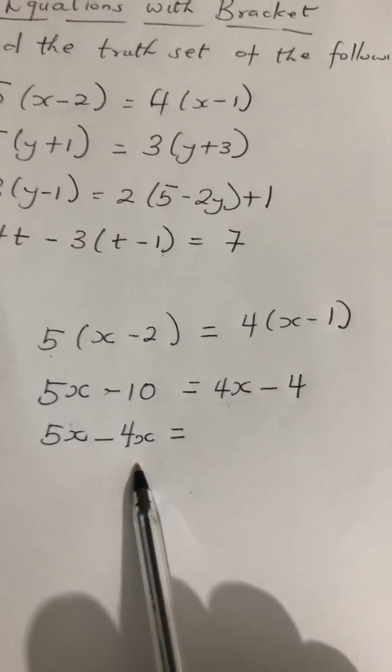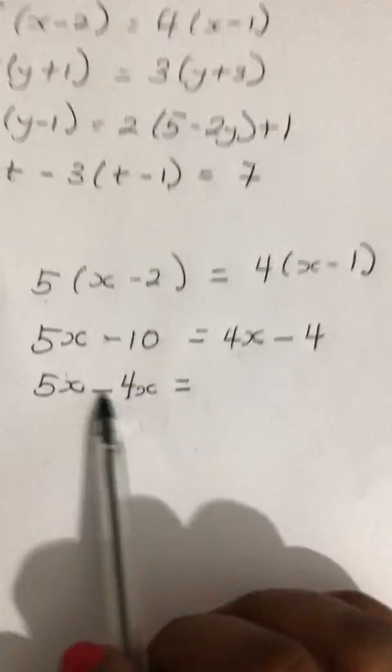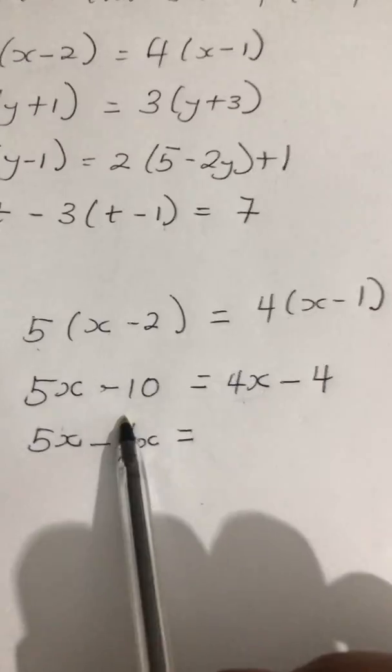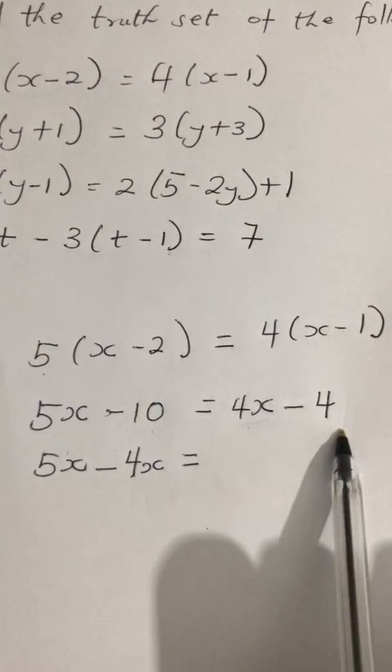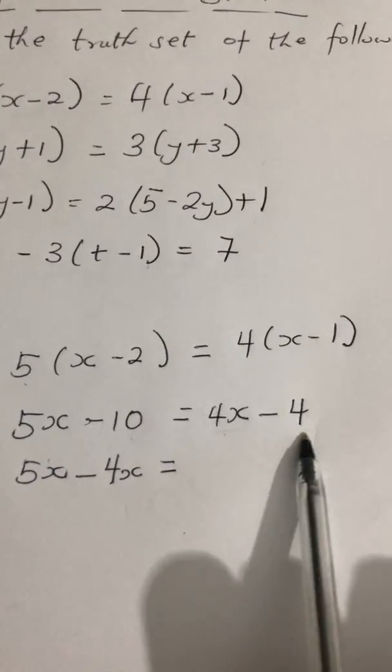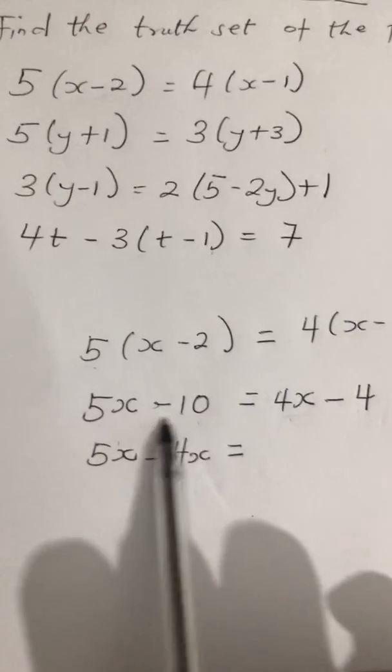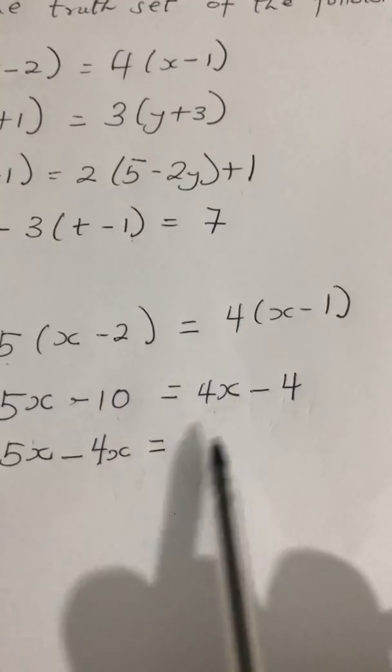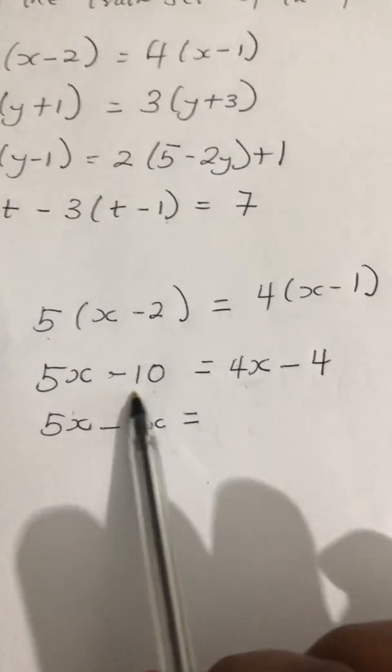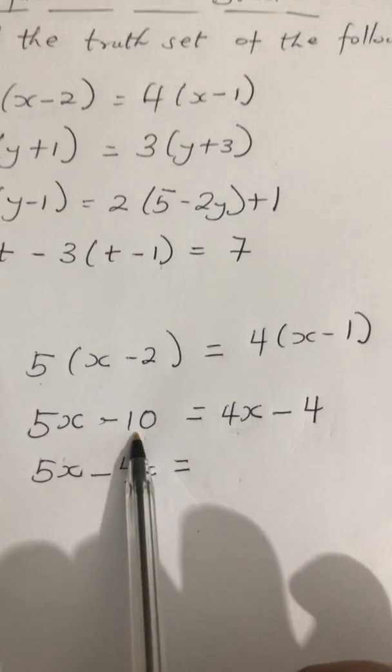I hope you understand what I'm saying. Okay. Now, we've finished with the groupings of the x. Now, this negative 10 must join this negative 4 here. Since it's a negative 10 here, if it is crossing this equal to sign, it's going to be a what? A positive 10.